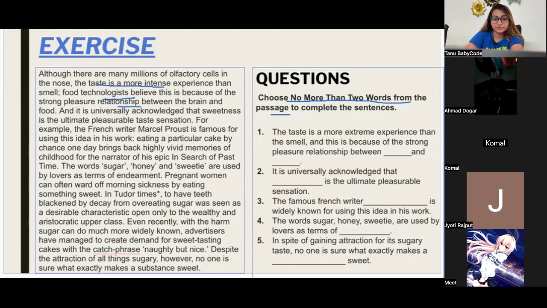The brain and food. Yes, Jyoti, do you want to say something? Brain and food. Yes, correct.